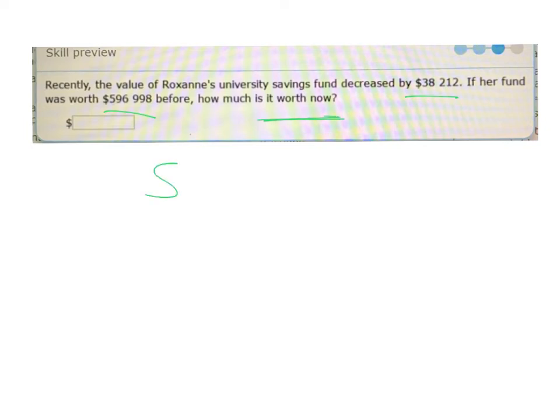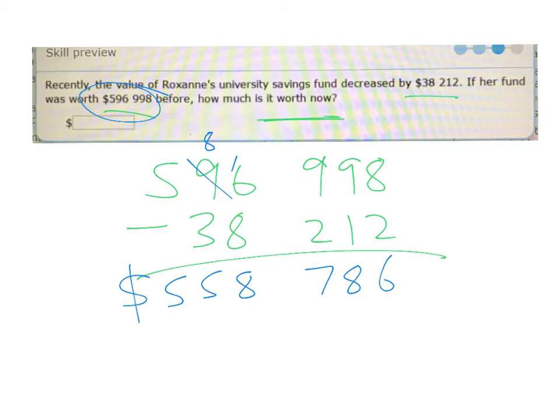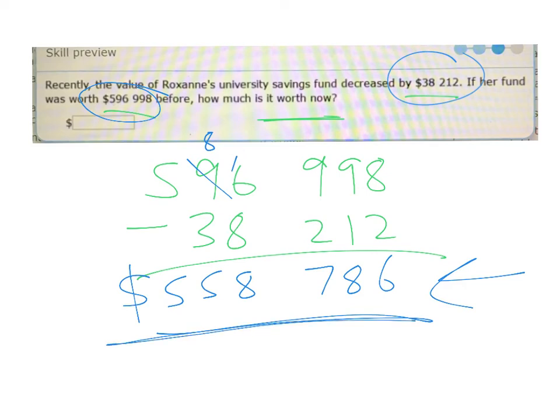So $596,998 take away $38,212 will give us what we have left over. 8 minus 2 is 6. 9 minus 1 is 8. 9 minus 2 is 7. 6 minus 8 we can't do. Borrow from the 9, it becomes an 8, becomes 16. 16 minus 8 is 8. 8 minus 3 is 5. 5 minus nothing is 5. So after her fund, which was originally this, went down by that, we took it away, we end up with $558,786 as our answer, how much she has left over now.